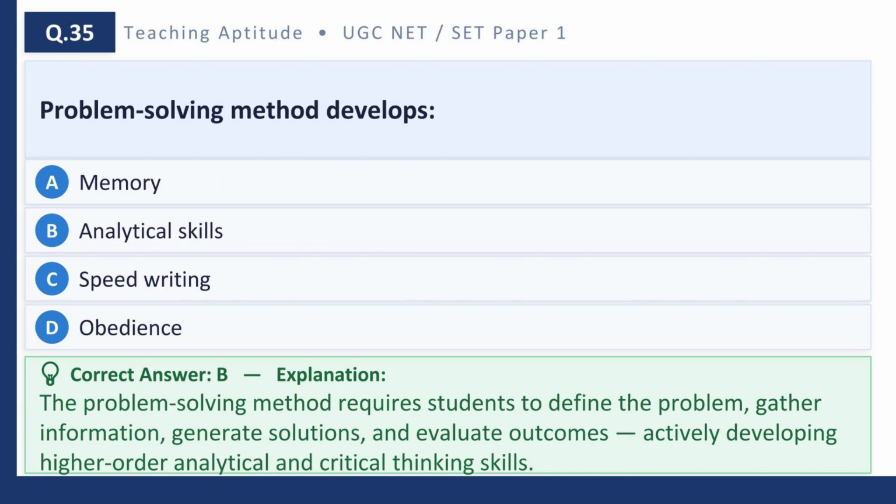The problem-solving method is excellent for developing a student's analytical skills. By requiring students to define a problem, gather data, and evaluate potential solutions, they are forced to use higher-order thinking. This active participation moves beyond simple memory and encourages students to think critically and solve complex issues through a systematic process.